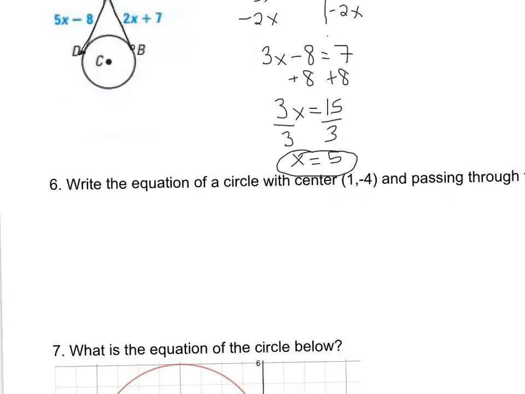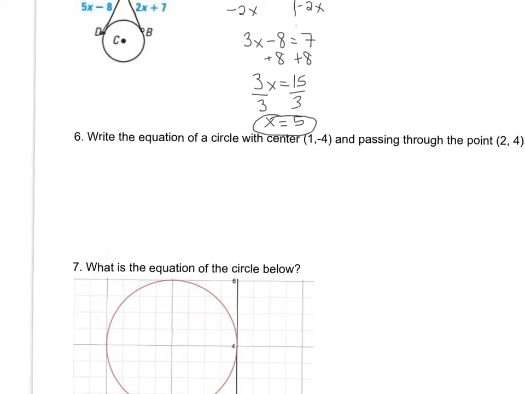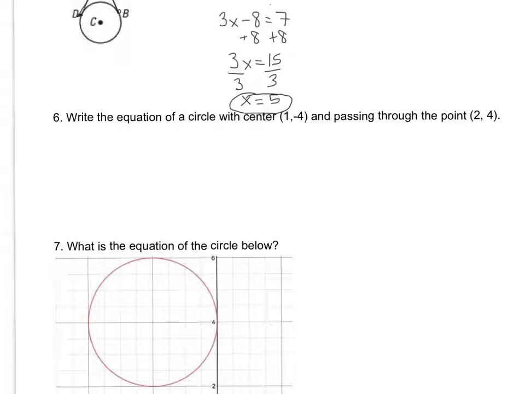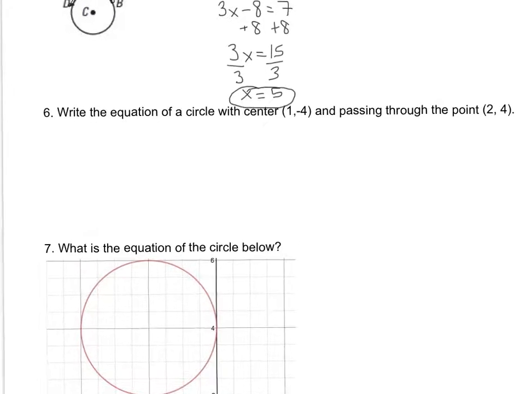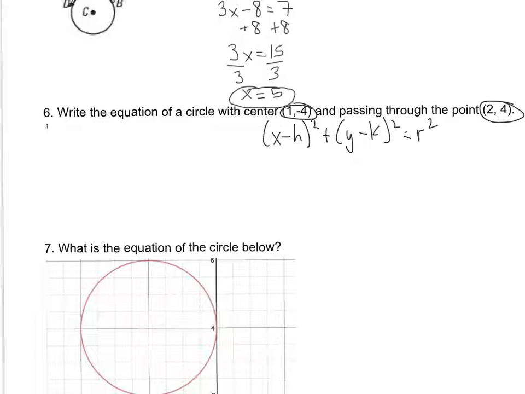So the last two problems have to do with the equation of a circle. The first one says write the equation of a circle with a center of (1, -4) passing through the point (2, 4). Now remember, the equation of a circle is (x minus h) squared plus (y minus k) squared equals r squared. So we know the center, now we just have to find the radius. Now the radius is really the distance from the center to any point, so we can simply use the distance formula to find that.